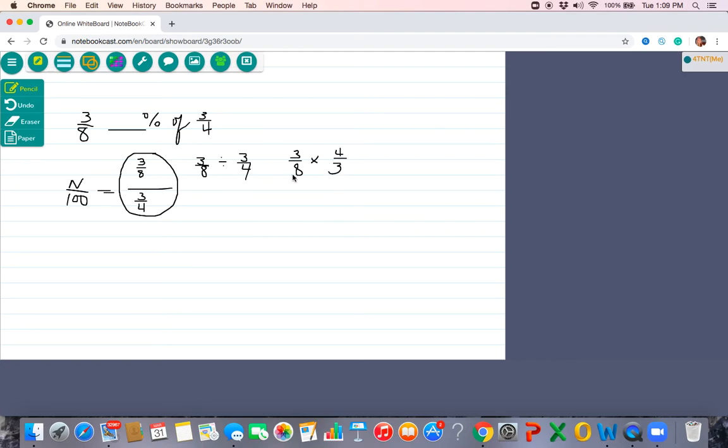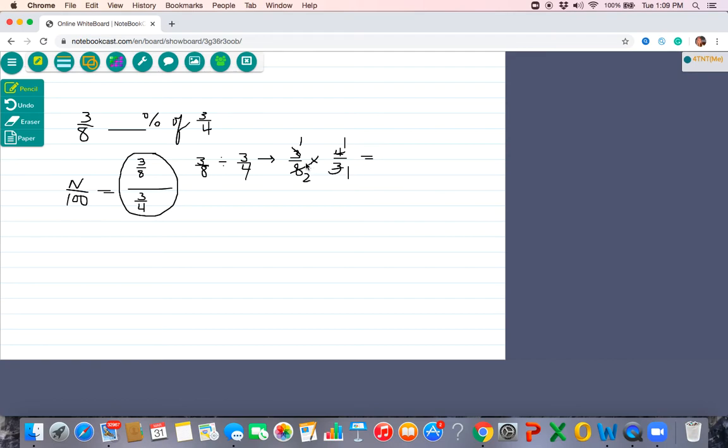Oh, and what's really cool and genius about this is that I can cross reduce. If you remember about cross reducing, that 4 becomes a 1, that 8 becomes a 2, right? Because they have common factors, so I can reduce. 4 divided by 4 is 1, 8 divided by 4 is 2. I can also do that, cross reduce these 3's. That becomes a 1, that becomes a 1.